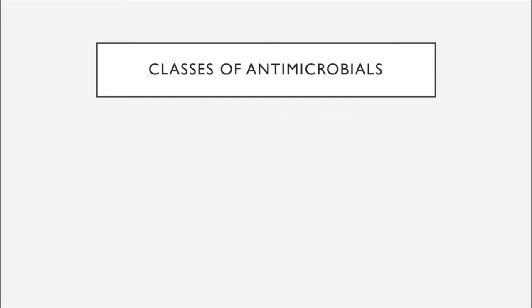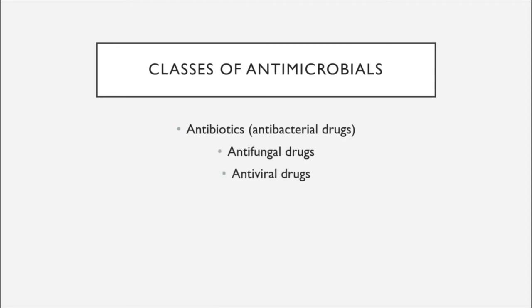So now that we've covered some of the basics of antimicrobials, we are going to look at a few different classes of antimicrobials based upon what type of microbe they are designed to target. Because each type of pathogenic microscopic organism has its own class of drugs that is dedicated to targeting it. Antibiotics are also known as antibacterial drugs, drugs that fight and target bacteria. Then there's antifungal drugs, drugs that fight and target fungus, antiviral drugs, drugs that fight and target viruses, antiprotozoan drugs, and antihelminthic drugs.